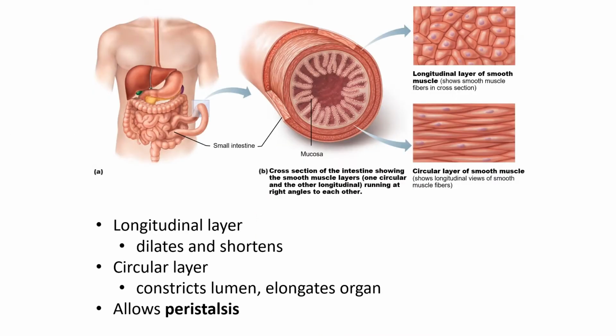Usually we find smooth muscle in two layers. Firstly, a longitudinal layer. The fibers are parallel to the long axis of the organ. When they contract, they dilate and shorten. We also have an inner circular layer where the fibers are in the circumference of the organ. So when they contract, we have constriction of the lumen and it tends to elongate the organ. This arrangement allows for peristalsis.